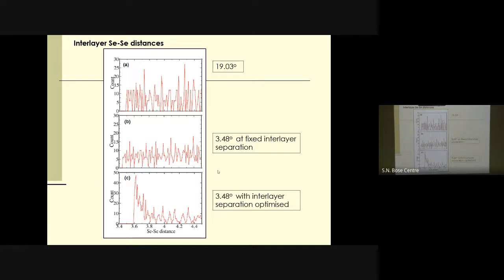It would be the selenium distances, which would determine my interlayer hopping interactions. So we did a profile of the selenium distances at both 19.03 as well as 3.48, where I've optimized the structure, as well as 3.48 where, again, at a fixed interlayer separation, we still had the flat band emerging out that I didn't include over here.